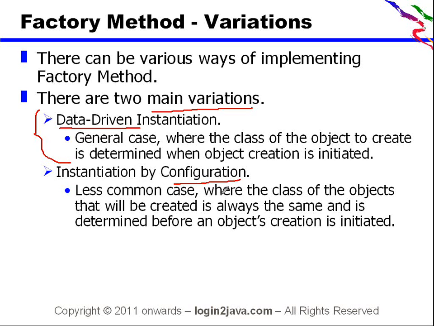Whereas instantiation by configuration is less common in use, or less commonly required actually, where the class of the objects that will be created is always the same and is determined before an object's creation is initiated. So one factory for one type of object. If you have 2 different types of objects to be created by factory, there will be 2 factories. So a bit confusing over here, but we will soon be looking at a good example that will be useful to understand instantiation by configuration.